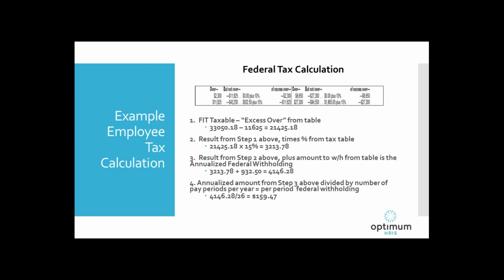To divide that annualized amount into a per pay period amount, we'll divide that by 26 pay periods per year. So $4,146.28 divided by 26 pay periods per year gives us $159.47 per pay period for federal withholding. That's the last step, step number 4 there in our calculation.